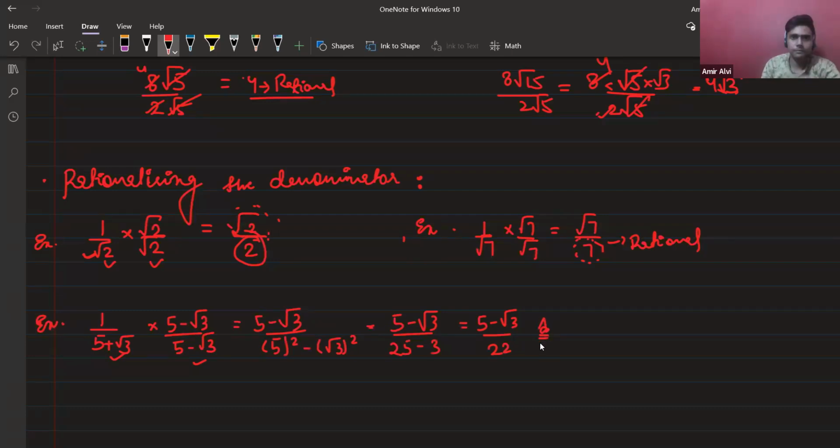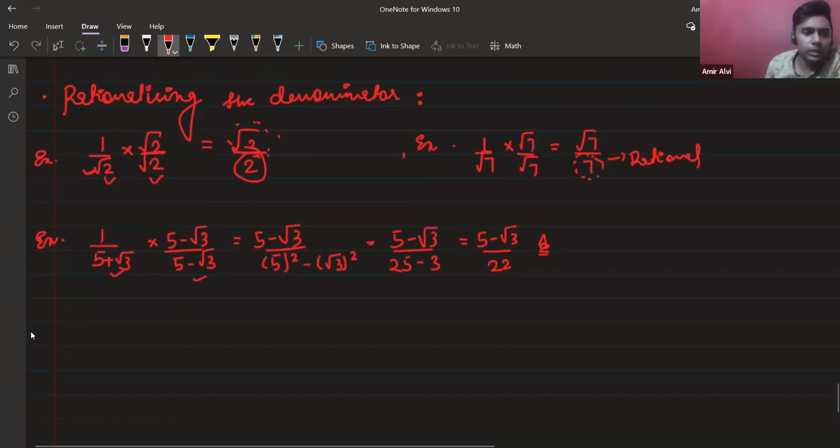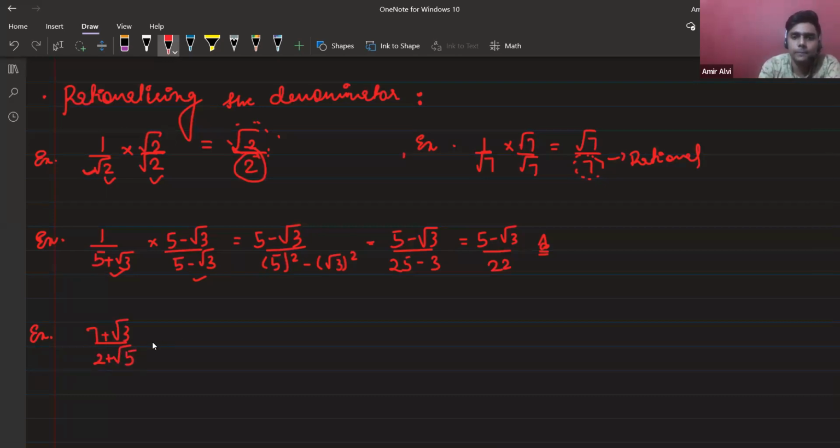Okay. Have you got this? Let's take another example as well. Now we have 7 plus root 3 divided by 2 plus root 5. Simran, can you tell me how to rationalize this? You have to write 7 plus root 3 into 2 minus root 5 by 2 minus root 5.